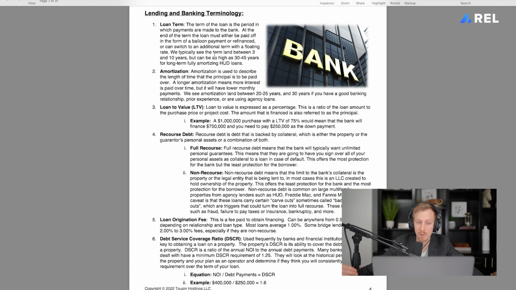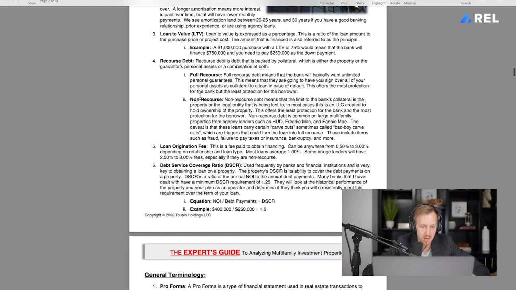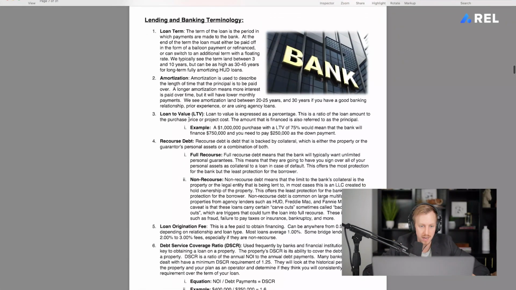You can either pay off a loan at the end of that balloon or loan term. You can pay that loan off with a refinance, with either that bank or another bank, or by selling the property. Those are the two ways. Or you can pay it off if you have the cash. So those are term and amortization.